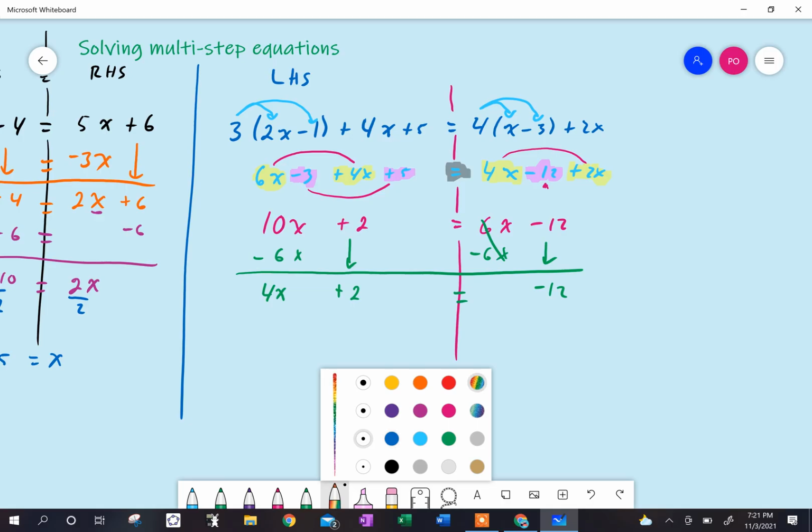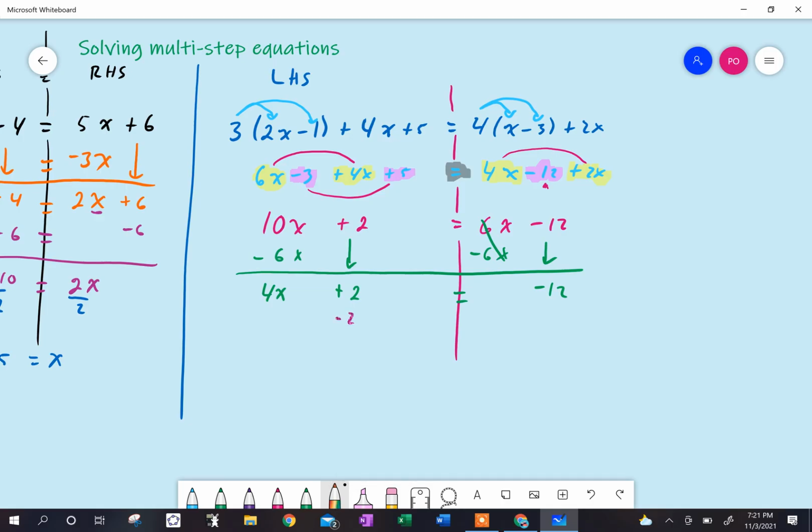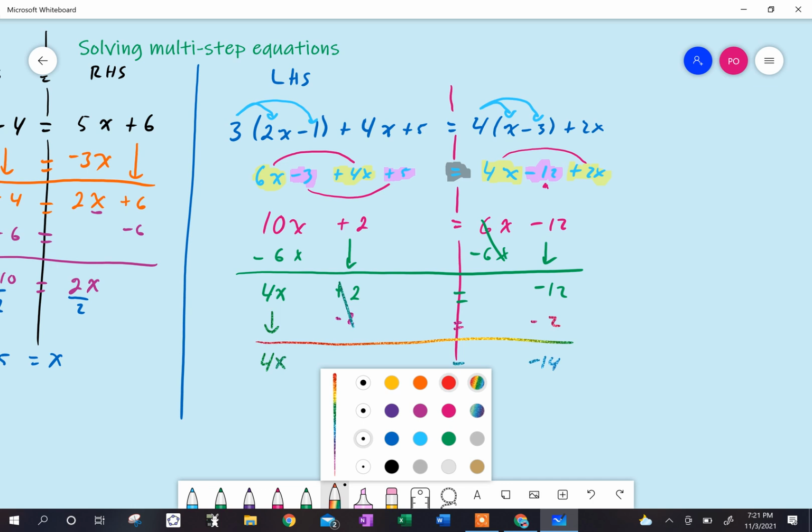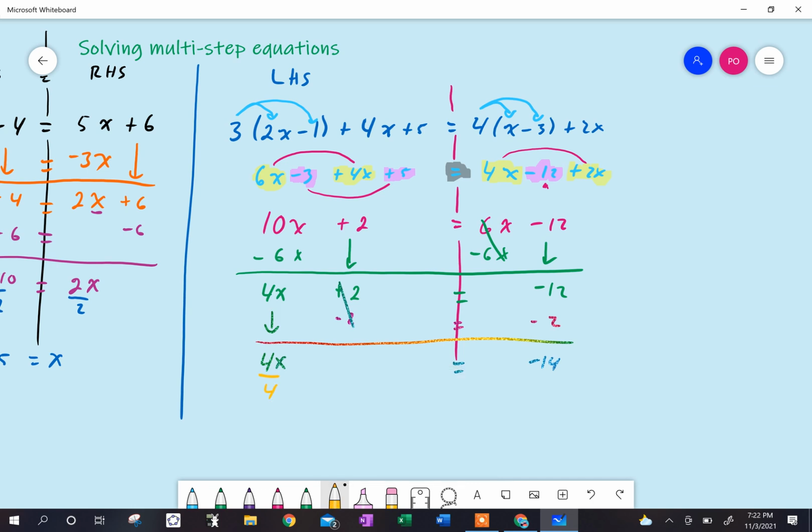I'm going to subtract 2 from both sides because I'm trying to isolate my variable term. And I get a 4x, positive 2 minus 2, positive 2 and negative 2 is 0, equals negative 12 and negative 2 is a negative 14. I don't think I'm going to use this fancy pen anymore. And finally, I'm going to divide both sides by 4.